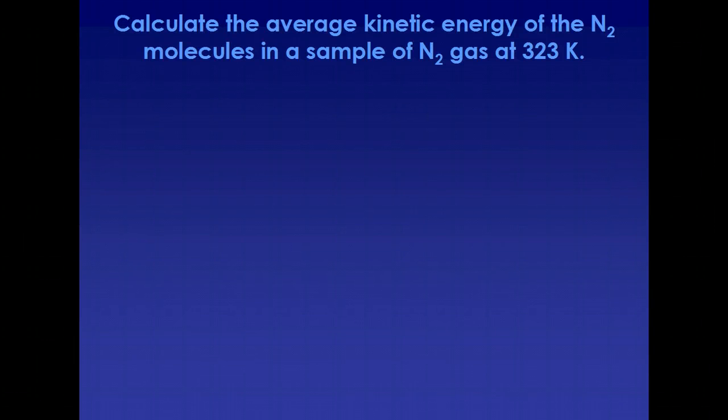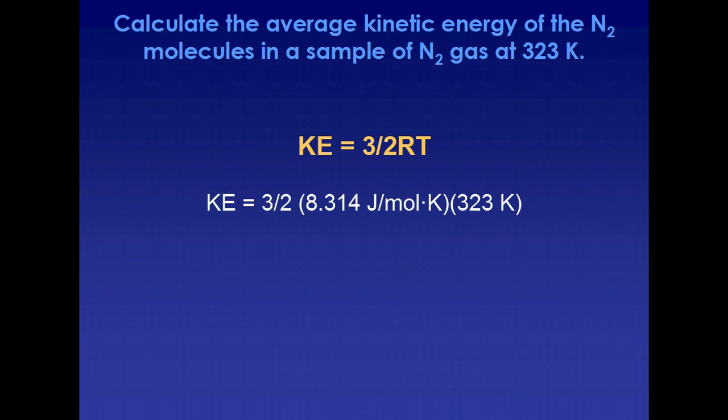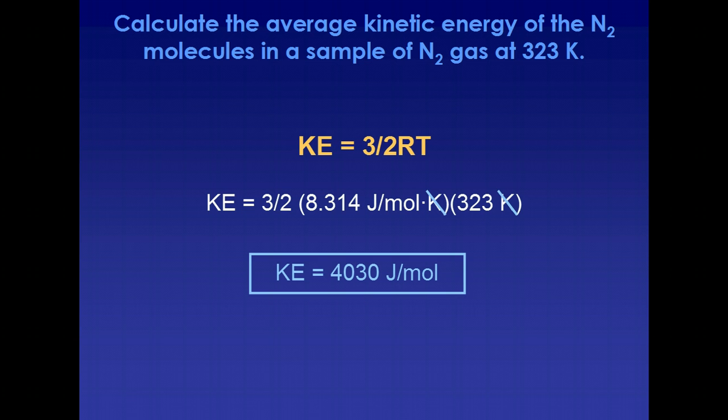So in this particular example, I'm just asking you to calculate the kinetic energy of nitrogen. Again, 3/2 times the constant times temperature. So you don't even have to be told what gas you're working with. All you have to know is the temperature your gas is being collected at. And so we have our constant, we have our temperature, the kelvins cancel out, and we're left with a kinetic energy value, to 3 sig figs, of 4,030 joules per mole.